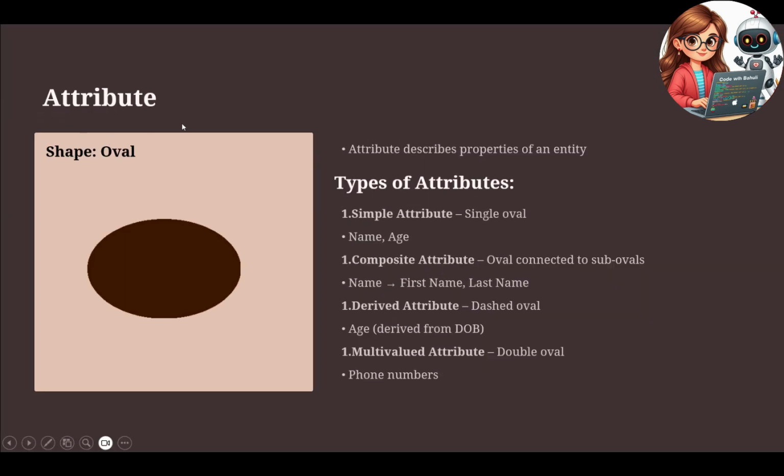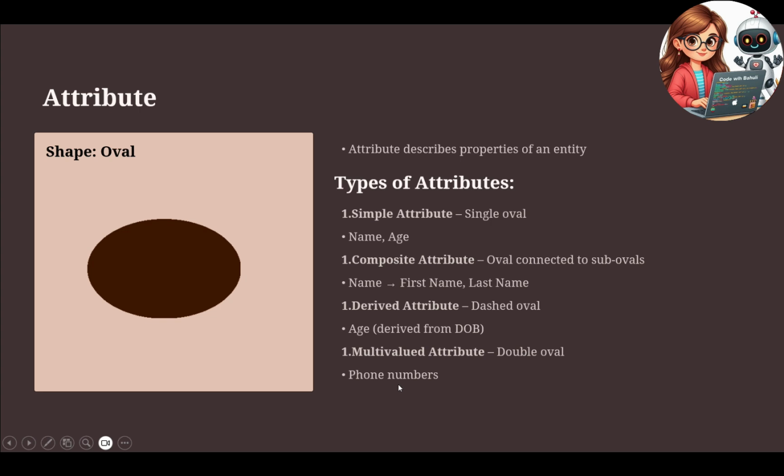Next is the attribute. When you are showing an ER diagram, an attribute is represented by an oval. Attributes describe properties of an entity. This is an important point. There are types of attributes. A simple attribute is a single oval, like name, age. A composite attribute is an oval connected to sub-ovals, like name with first name and last name. A derived attribute is a dashed oval, like age derived from DOB, and a multi-valued attribute is a double oval, like phone numbers.